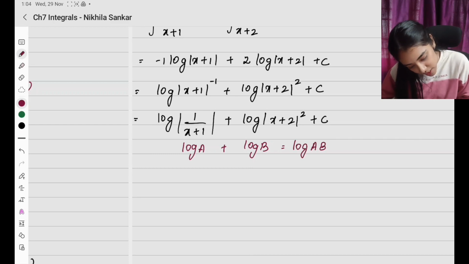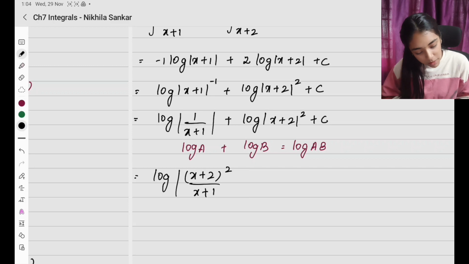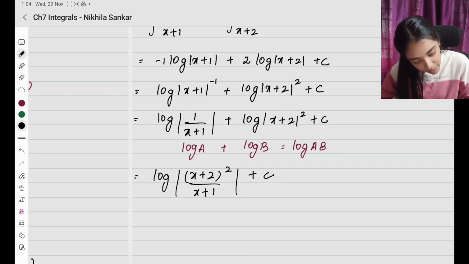So this is of the form log a plus log b, which can be written as log of a b. So இந்த மாதிரி கிளப் பண்ணி எழுதினா என்ன கிடைக்கும்? I have log mod x plus 2 the whole square divided by x plus 1. ஏன்னா இந்த இடத்துல 1 by x plus 1 இருக்கு. இதை மல்டிப்ளை பண்ணா I have x plus 2 the whole square divided by x plus 1 plus c.